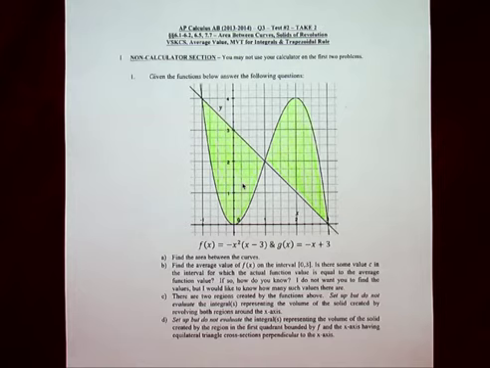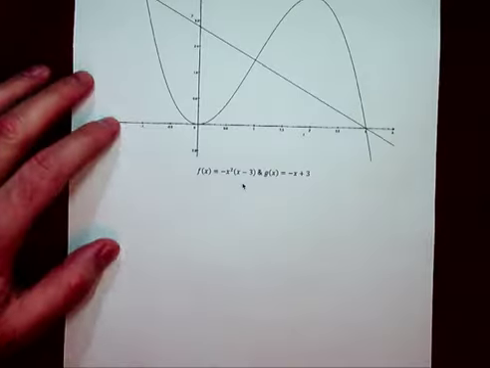Now notice that the intersection of the linear and the cubic function create 2 regions, right? 2 separate regions. So if I'm asked to find the area between the curves, I'm being asked to find both of them. Now, let's go ahead and look at it without all the verbiage.